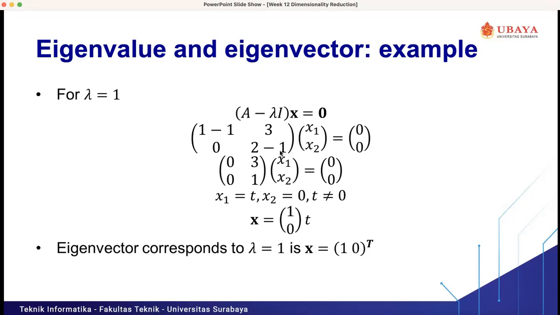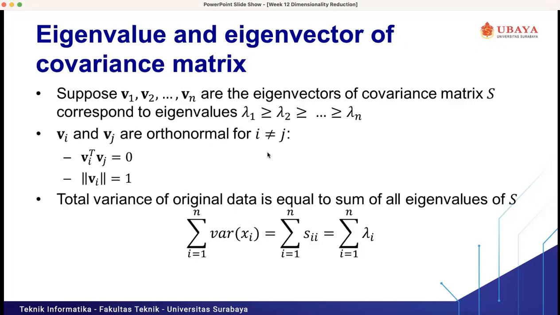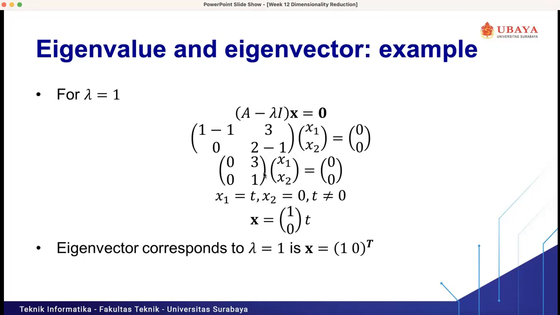This is the lambda value, with x1 and x2. So this is the eigenvector that we need to calculate. Then we have 0, 3, 0, 1, because 1 minus 1 is 0, 3, 0, 2 minus 1 is 1, multiplied by x1 and x2 equal 0 and 0. Then we get the x1 value equal t and x2 value equal 0. So how to get these values x1 and x2?